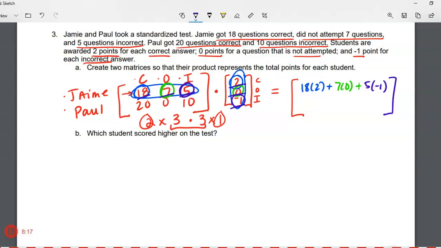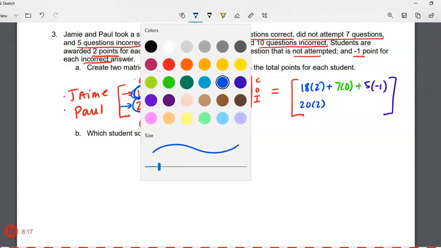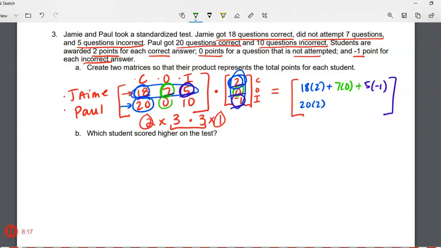All right, now I'm going to do colors again. I'm going to go back to blue. Again, this guy, I'm in the second row. This one is going to go with 2. So 20 times 2. Change colors. And then right here, 0 with this 0, because he didn't, and I've missed my plus sign right there, and a plus sign back there. And the last one, purple. So 10 times -1. And again, we're trying to figure out who got the best points. So which student scored the highest?